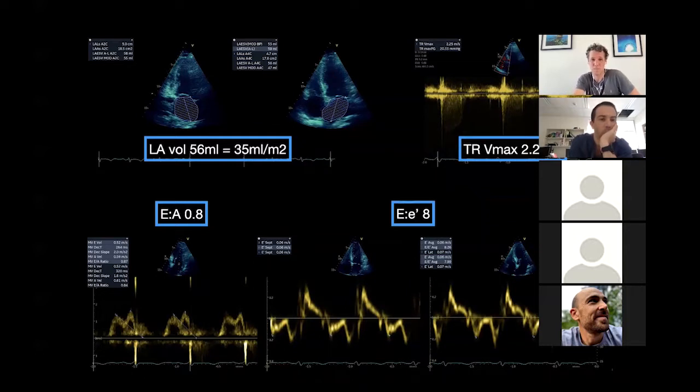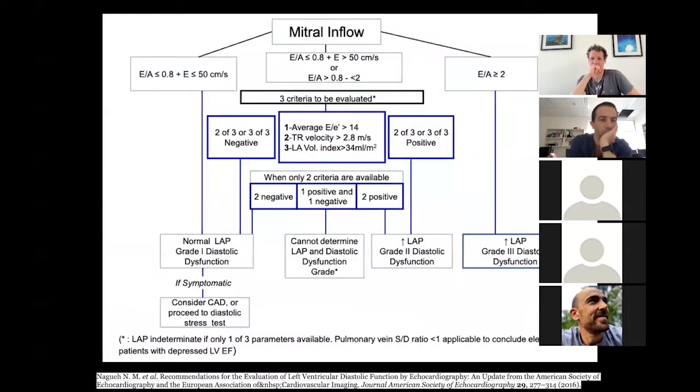So we can see that we've got a mildly elevated, maybe normal cutoff for the left atrial volume, 35 mL per meter squared. It's right on the cutoff. TRV max is less than 2.8. We've got the E to A ratio of 0.8 and then E to E prime of 8. So all of these point towards normal left atrial pressure. But this would certainly be someone I do not think we'd be giving fluids to.